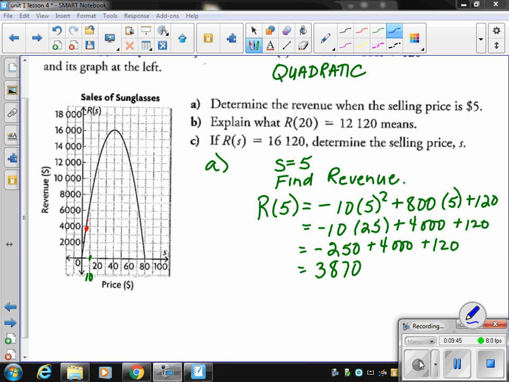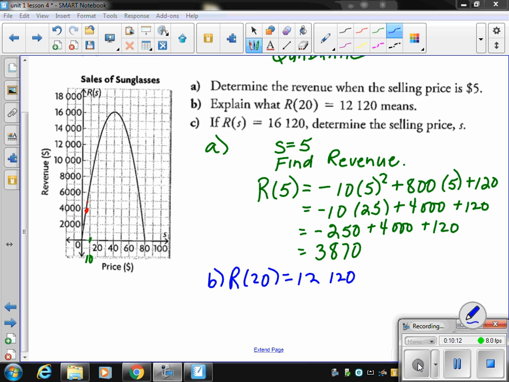B says, explain what r of 20 equals 12,120 means. Function notation says we have a revenue equation and the s is in the bracket. So it's saying your revenue when your selling price of sunglasses is 20 is 12,120. Sorry, it's the price of your sunglasses. So when you sell them for 20 bucks, your revenue will be $12,120.